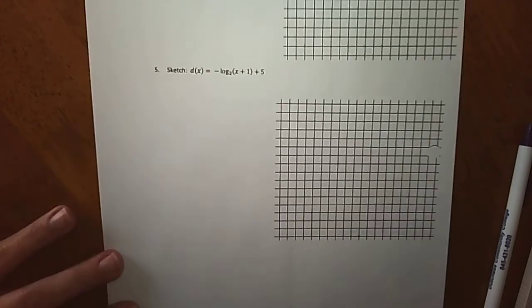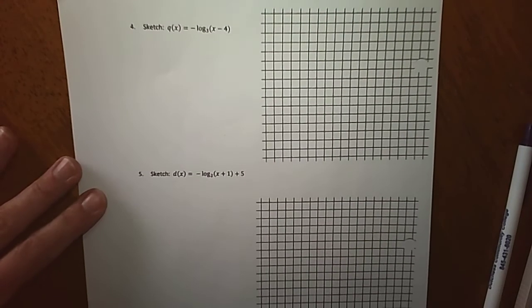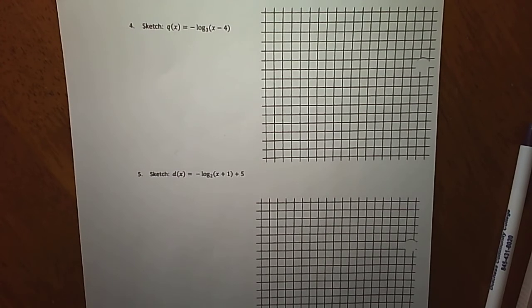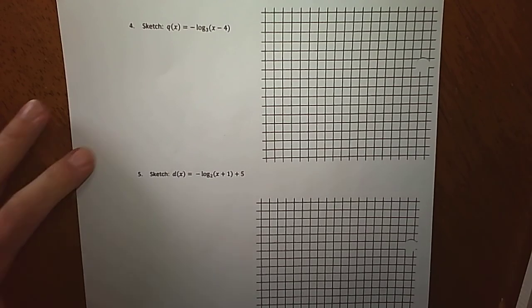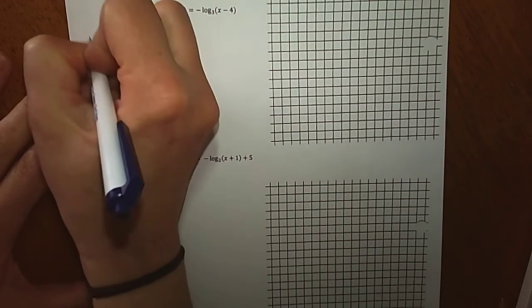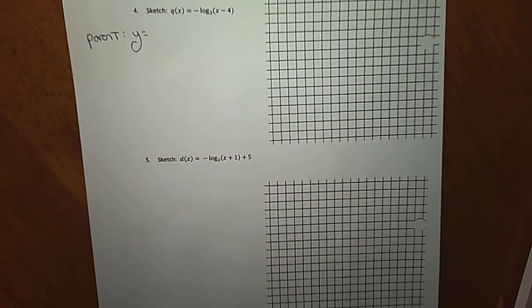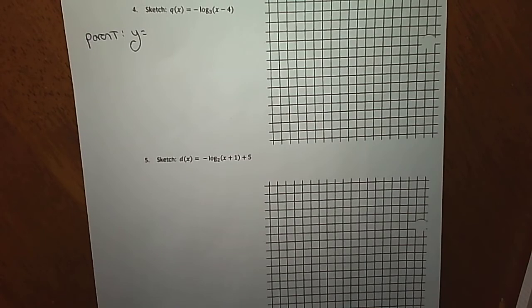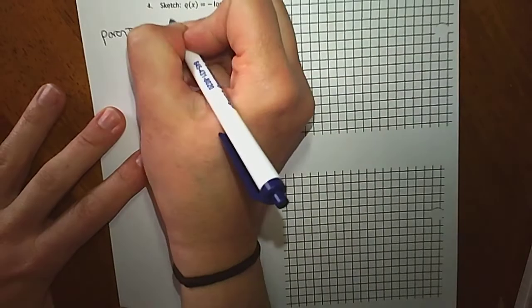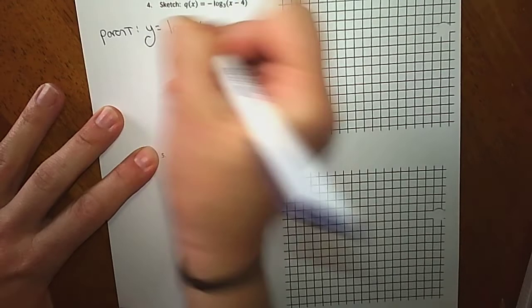All right. So let's try these guys now. We want to sketch negative log base 3 of x minus 4. So that's q of x equals negative log base 3 of x minus 4. Now this says shifting again. So anytime it is shifting, I'm saying to myself, what would the parent function be? The parent would be y equals everything, get rid of all the extras. So I would get rid of the negative and the minus 4. So the parent would be y equals basic log base 3 of x.